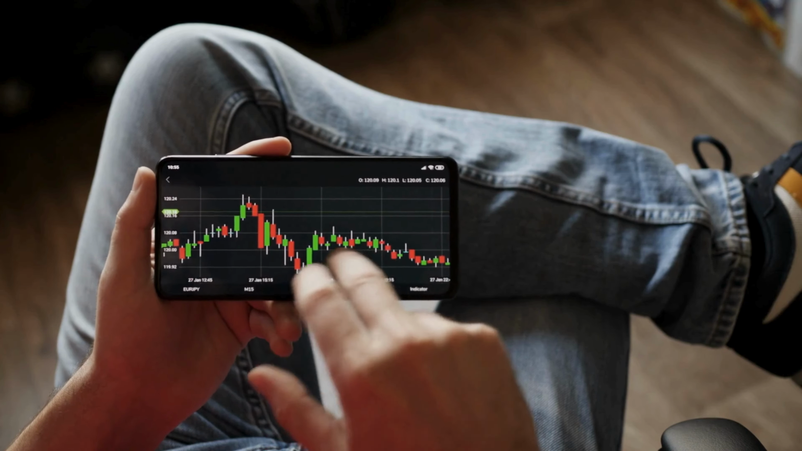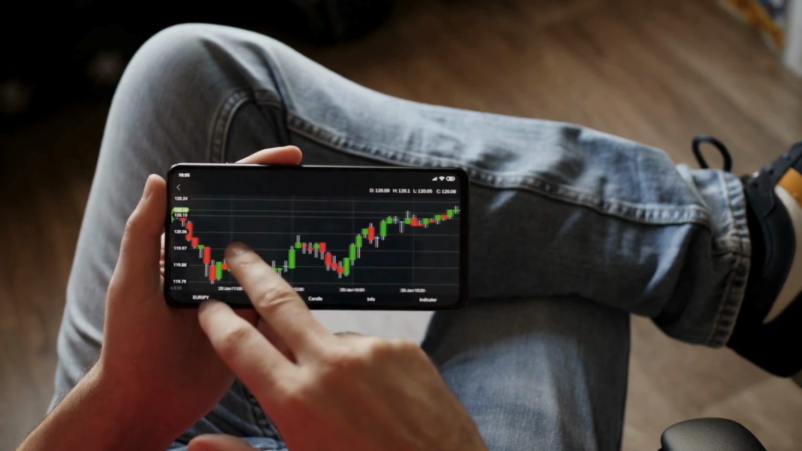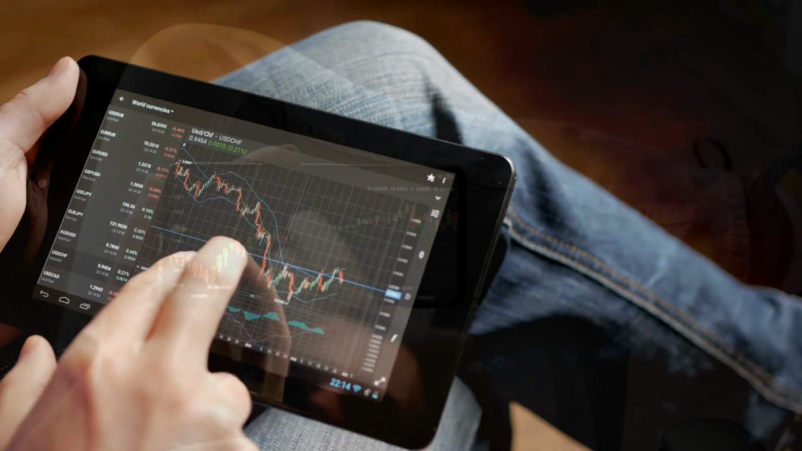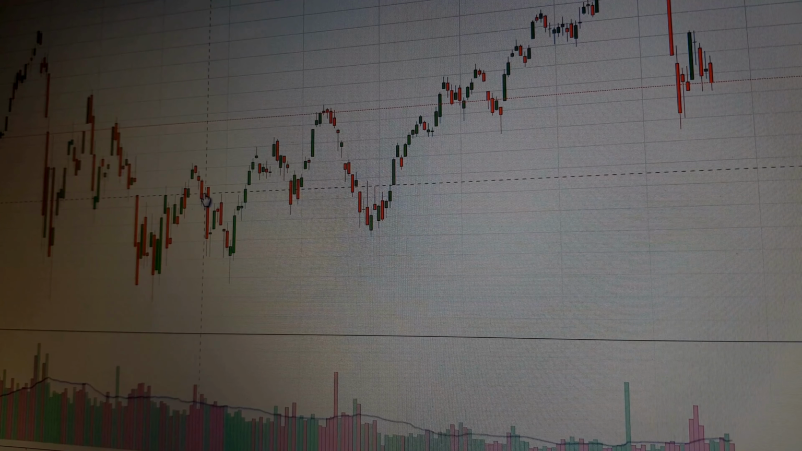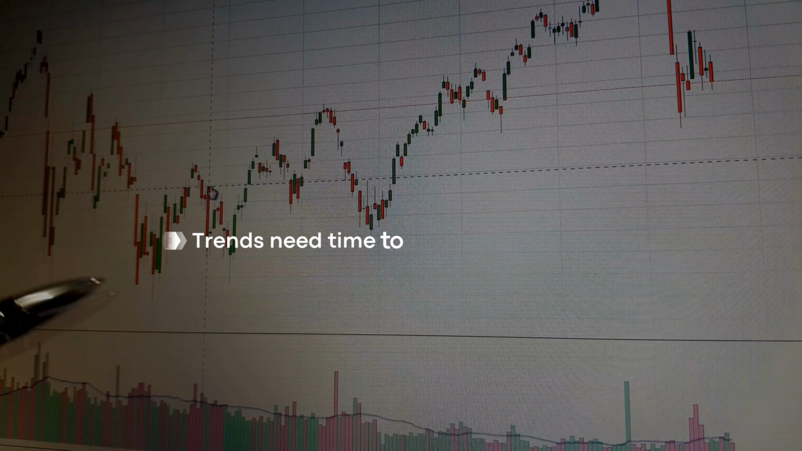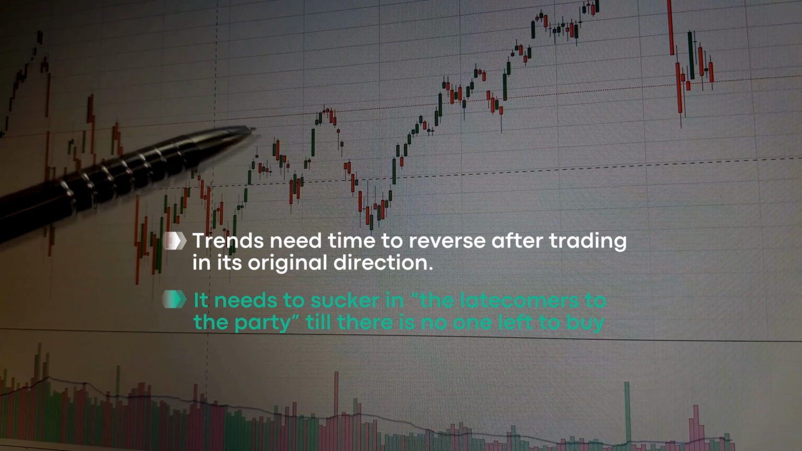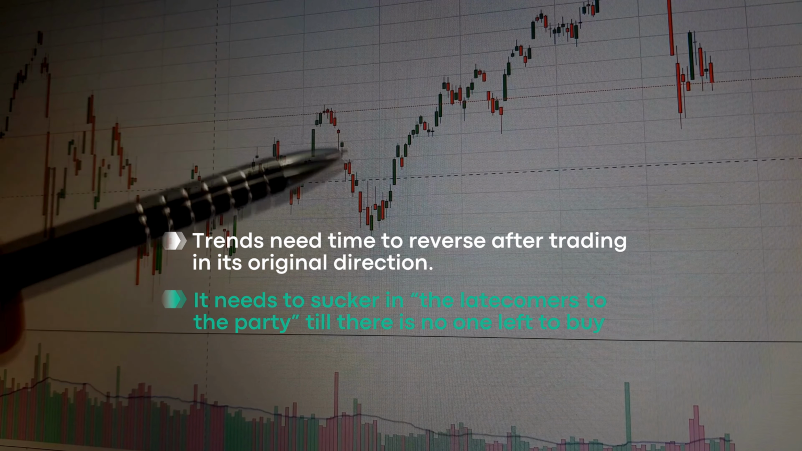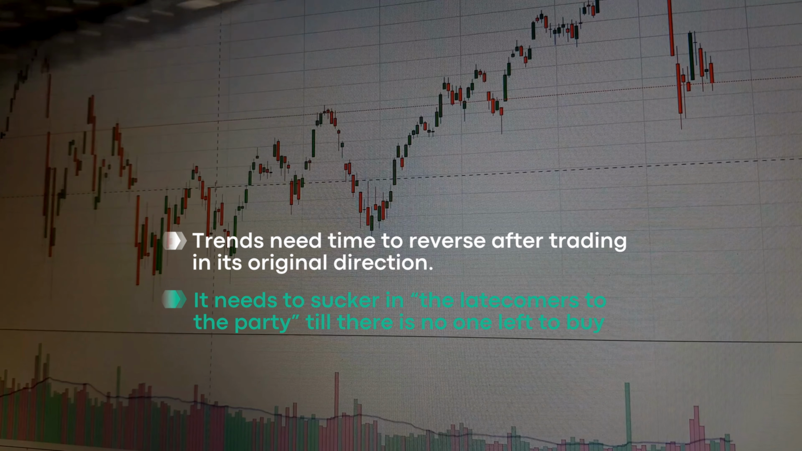Rome was not built in a day, and no real movement of importance ends in one day or in 1 week. It takes time for it to run its logical course. So here's the thing. Trends need time to reverse after trading in their original direction. It needs to sucker in the latecomers to the party till there is no one left to buy. And that's when it goes in the opposite direction.